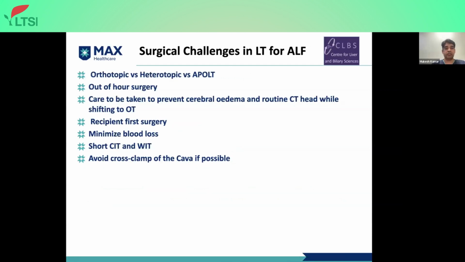So, orthotopic liver transplant is the preferred modality, followed by APOLT, especially in paracetamol poisoning and metabolic liver disease causing acute liver failure. As this is an out-of-hours surgery, expertise should be available, which is difficult at late hours, and care should be taken to prevent cerebral edema. We do a routine CT head while shifting to OR to check for cerebral edema. If it is grossly edematous with fixed, non-dilated pupils, then surgery might be futile. And do a quick recipient explant, minimize blood loss, keep cold and warm ischemia time short, and avoid cross clamp of the kidney if possible, as many of these patients already have renal dysfunction. Next.